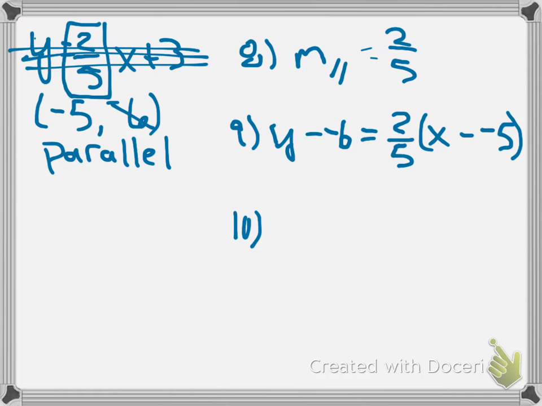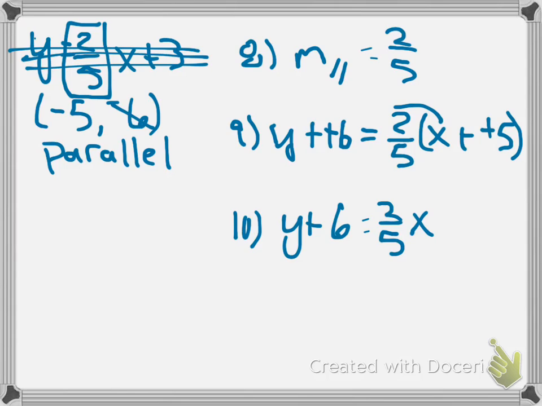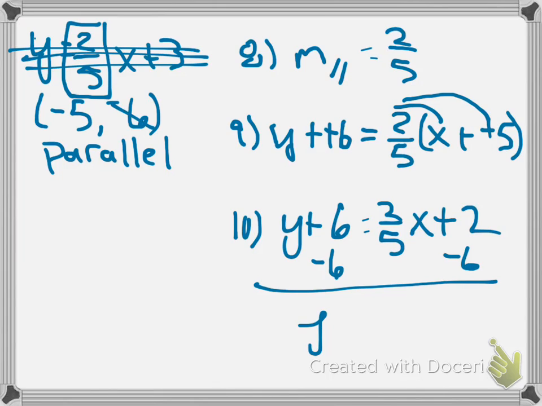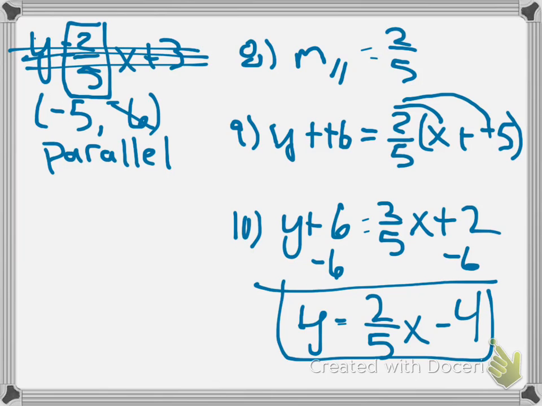And then you would need to know that double negatives should become positive. And so I've got y plus 6 is equal to 2 over 5 x, distribute. 2/5 times 5, you can type that in the calculator, would give you an answer of 2. Subtract 6, you get y is equal to 2/5 x minus 4. And there's the equation of a line that is parallel to the original, but goes through a different point. Goes through the point -5, -6.